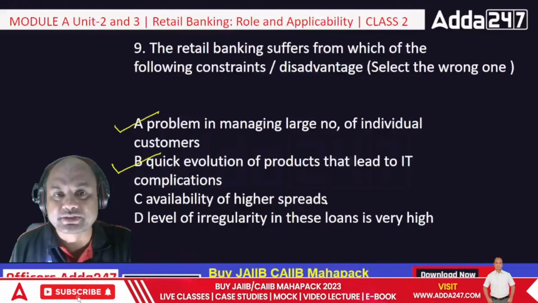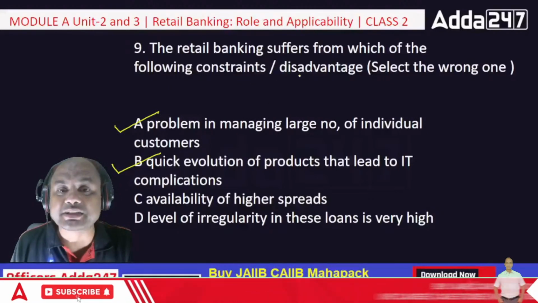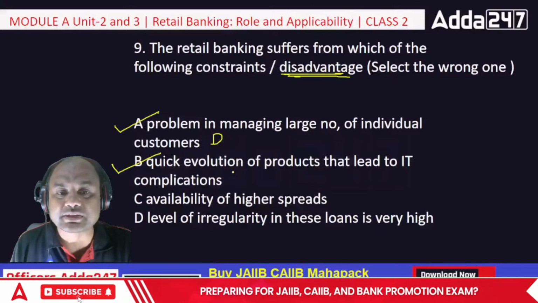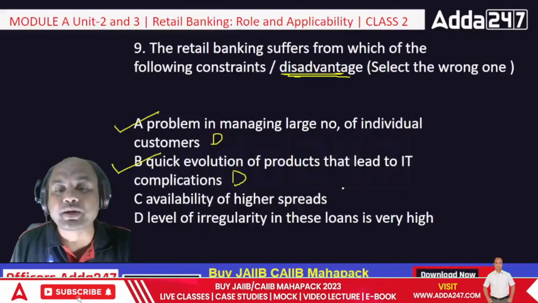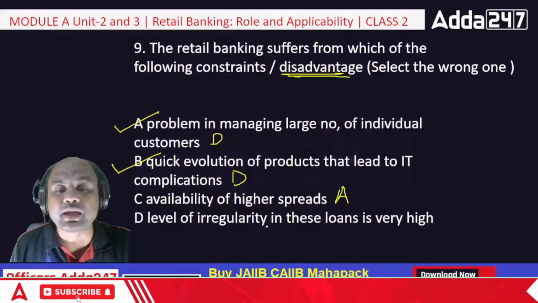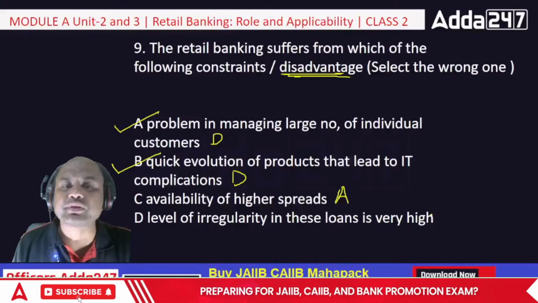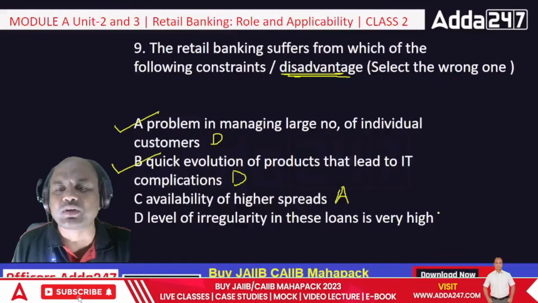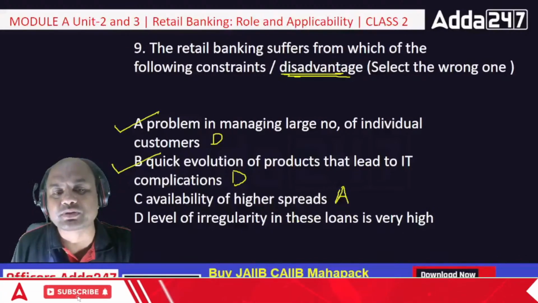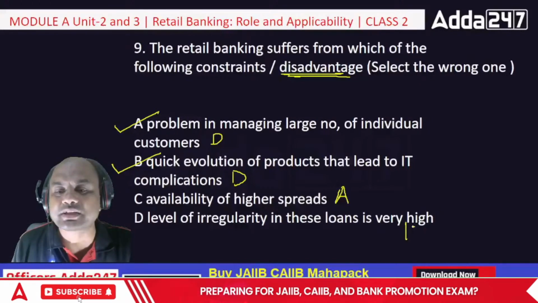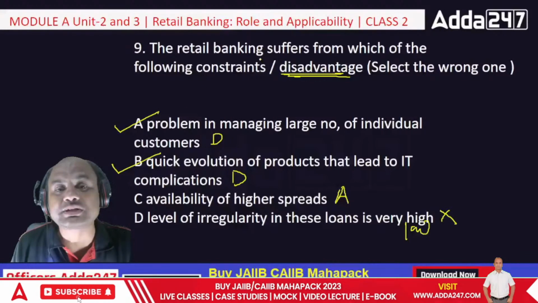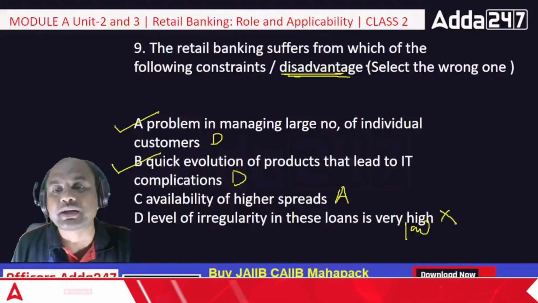Availability of higher spreads. Now we want the disadvantage, but higher spread is an advantage, it is not a disadvantage. Level of irregularity in these loans is very high, so this is not a disadvantage either, because it is actually very low. So this is totally out. So the answer is what? Which suffers from the disadvantage. Select the wrong one.